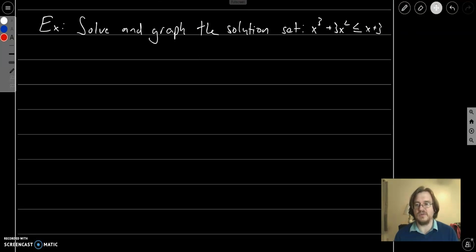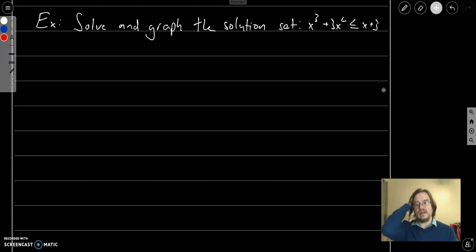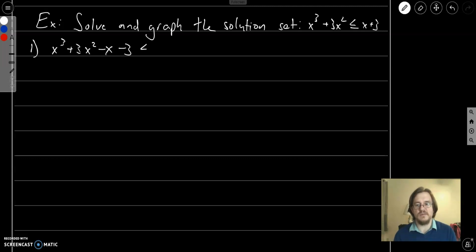Let's do one final example with a polynomial inequality. So we have x cubed plus 3x squared is less than or equal to x plus 3. So again, first thing we want to do is put everything on one side. So we'll keep the left-hand side the same. I'll move the x over by subtracting an x from both sides. And I'll move the 3 over by subtracting a 3 from both sides. And what I'm left with is just 0 on the right. So again, I want to solve when is this equal to 0 to split it up into the different regions that I'll need to check.